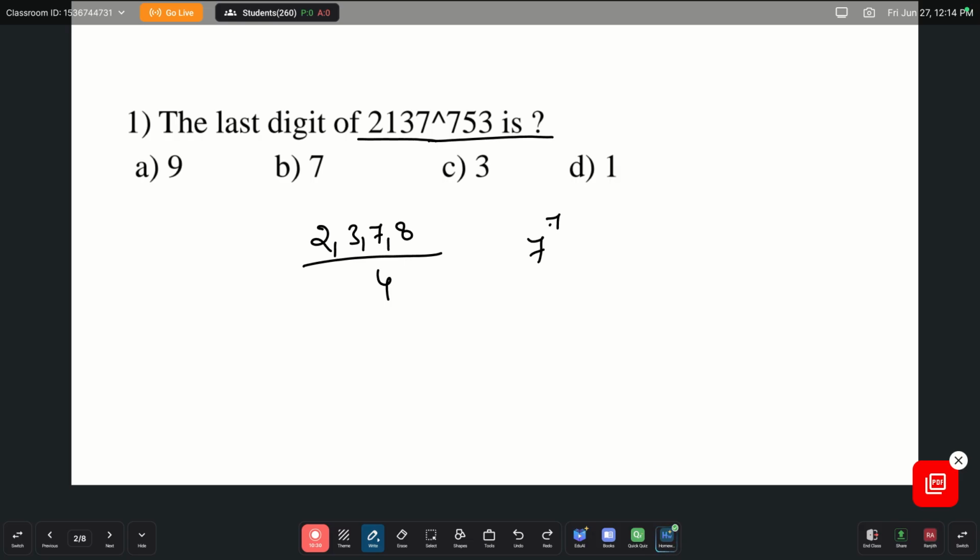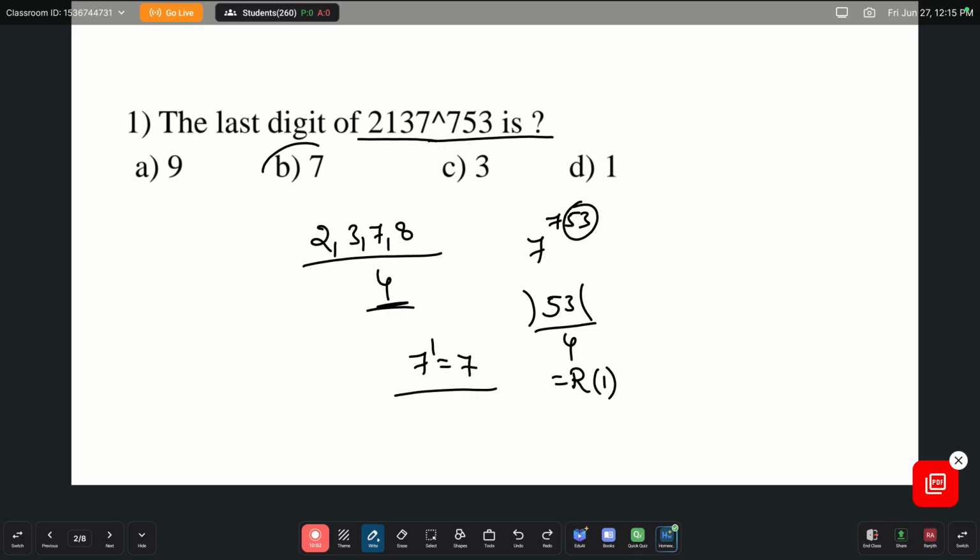Okay, now we'll see some questions. Next, the last digit of 2137 whole to the power of 753. So we know in 2, 3, 7, 8, after 4 steps, we have repetition. In the sense, 7 power 753. And we need to check last 2 digits.